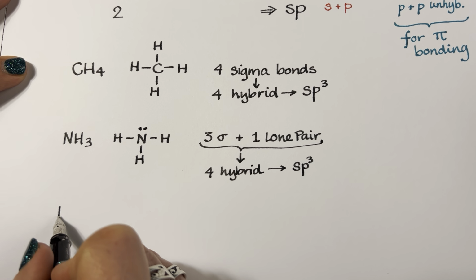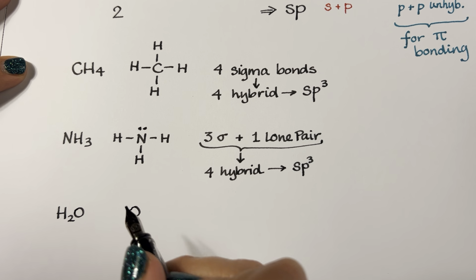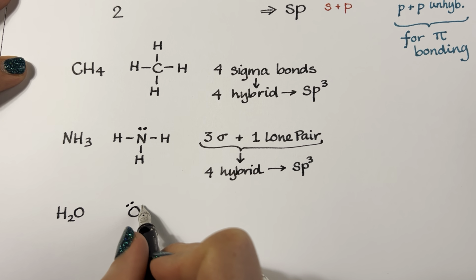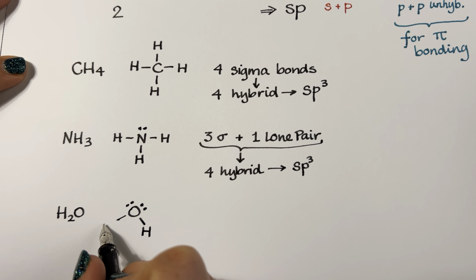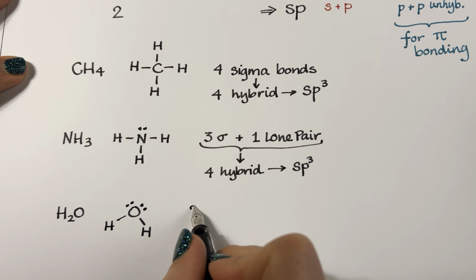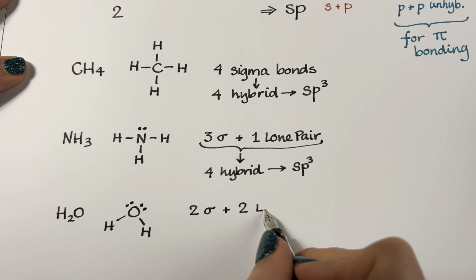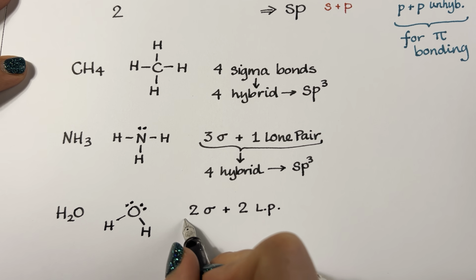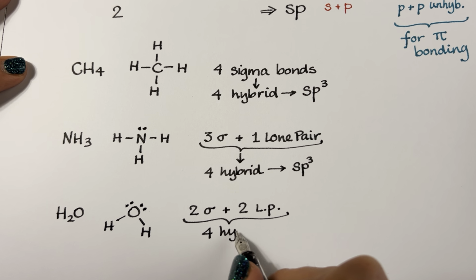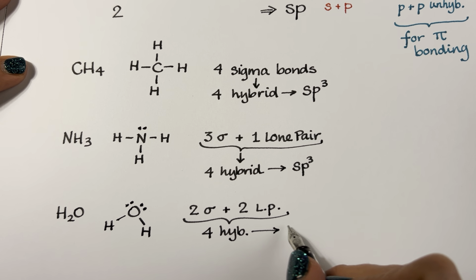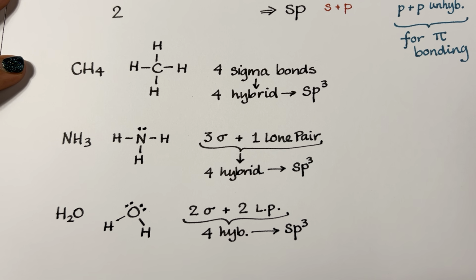And if we look at water, very similar, where we add everything up, we've got 2 sigma bonds, we've got 2 lone pairs, 4 hybrid orbitals, sp3. Okay.